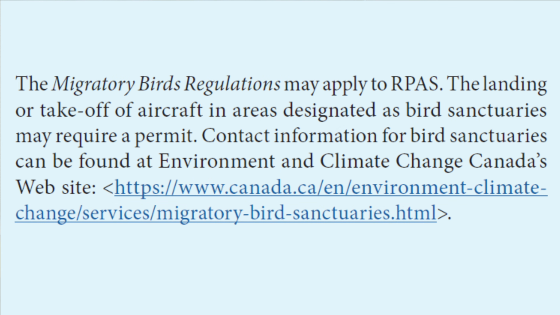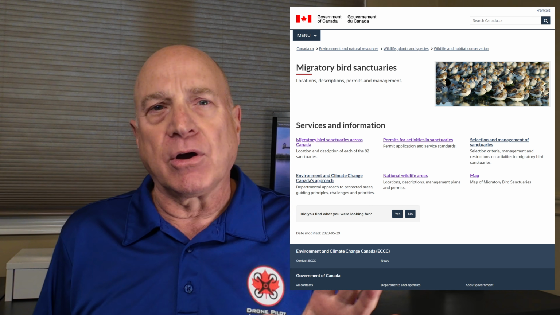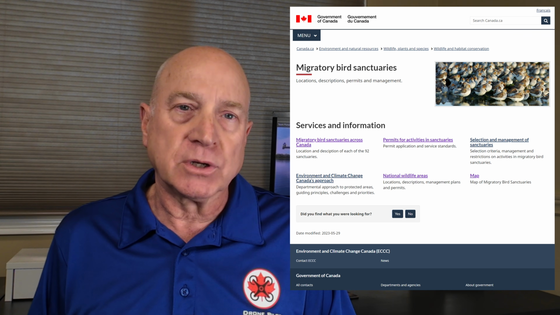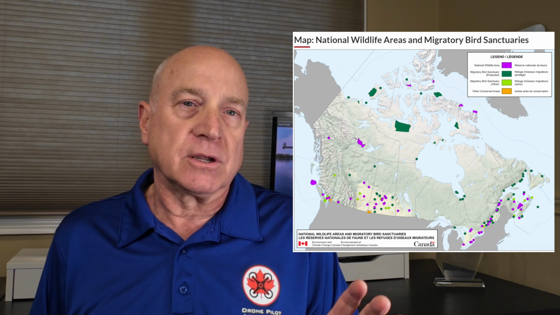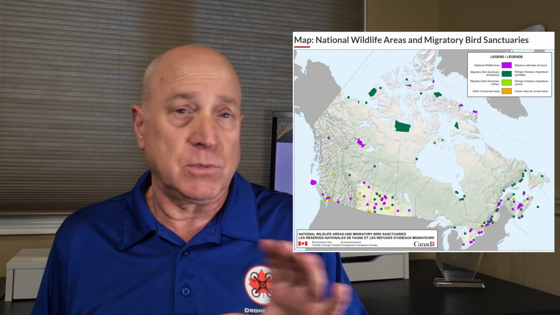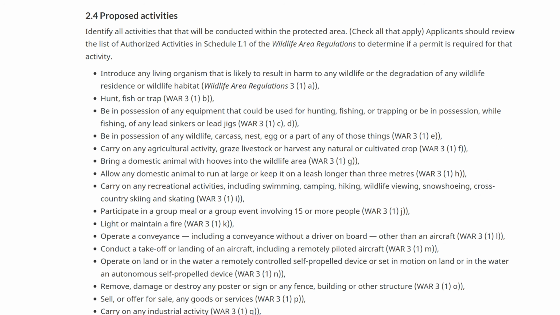Then they bring up the migratory birds regulations, stating that landing or taking off in bird sanctuaries may, and they use the word may, require a permit, and they offer a web link. That link, however, actually covers both migratory bird sanctuaries as well as national wildlife areas. Both of these areas, and there's 149 of them altogether across Canada, require permits for landing and taking off. The website specifically mentions RPAs in their list of activities requiring permits.